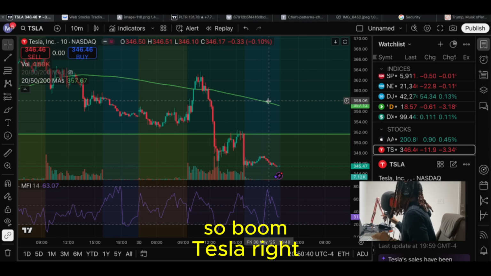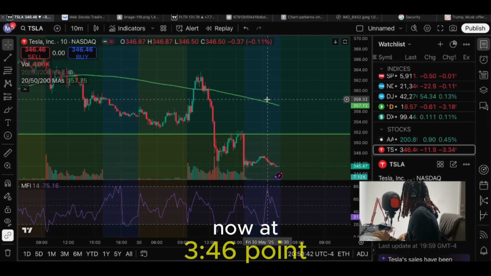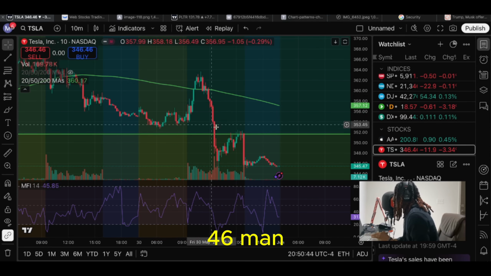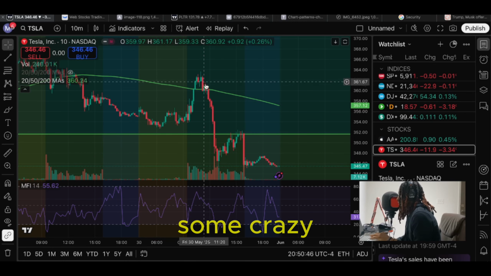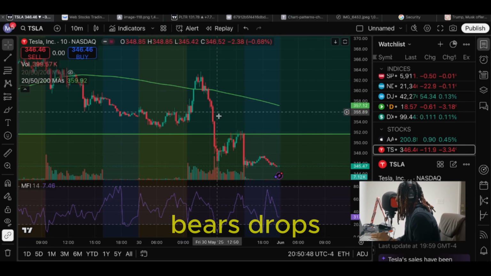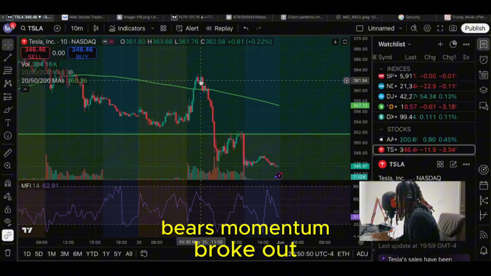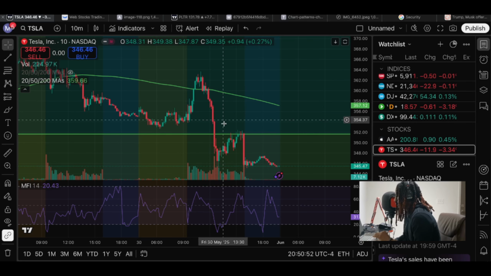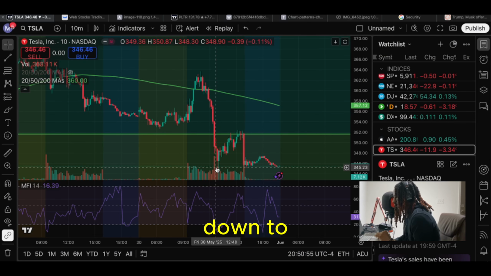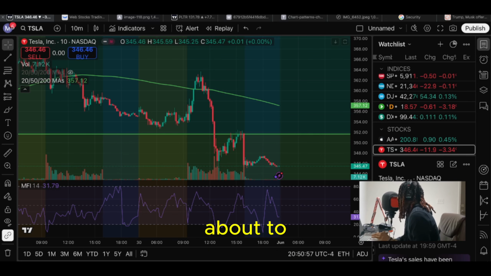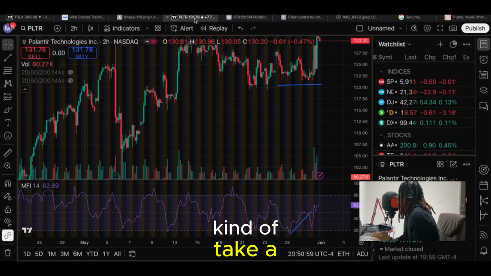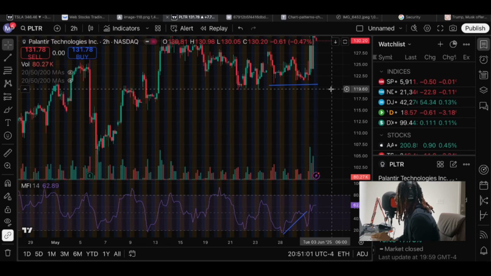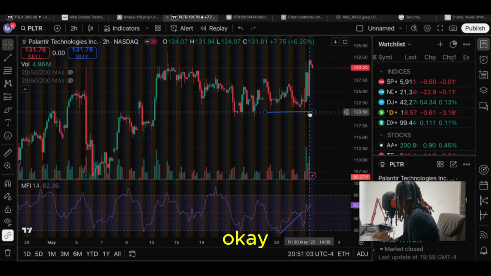So boom, Tesla right now at 346.46, man. As you can see, some crazy bearish drops, right? Bearish momentum. Broke out of that 200 MA. Came all the way down to about 349. About to chart up some levels real quick just so we can kind of take a look at what's going on.